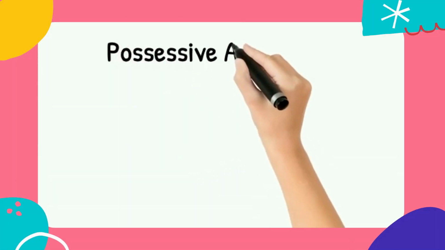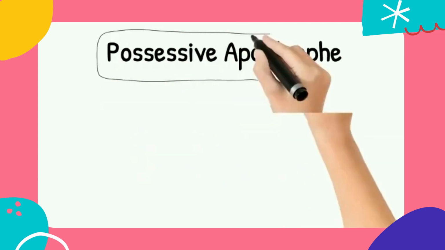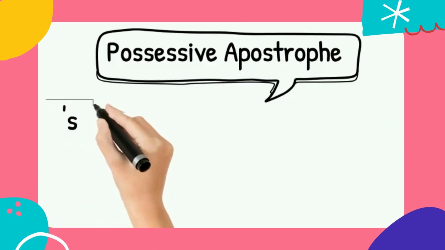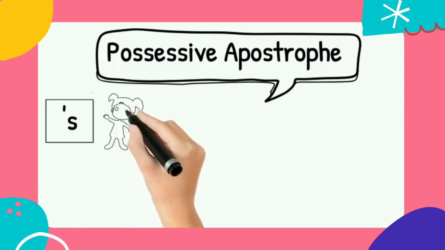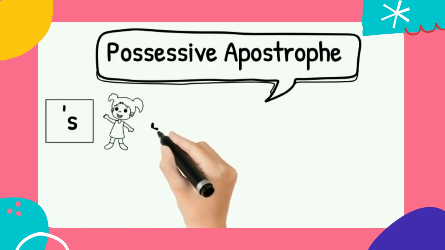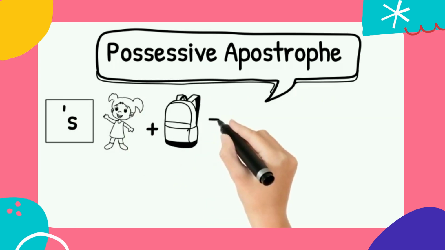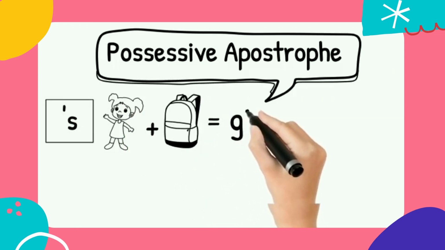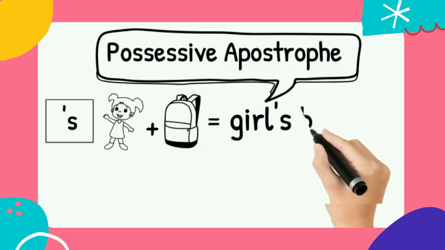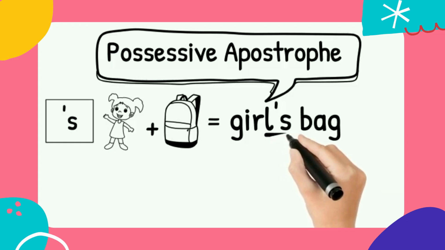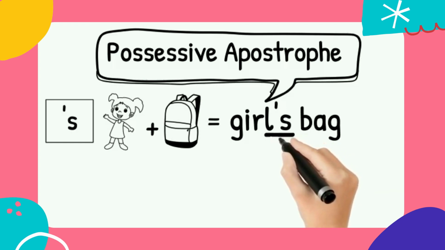Okay, let's take a look at the examples. We have, first one, apostrophe S. We have a girl and bag. We want to show that the bag belongs to the girl, so we write it as girl's bag. To show that the bag belongs to the girl, apostrophe S, because we have only one girl.